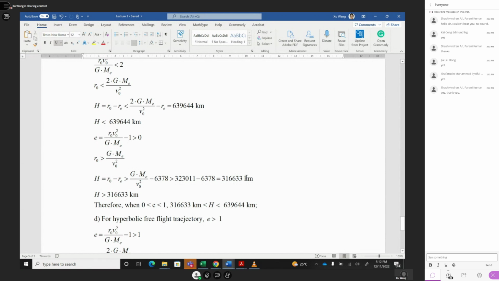Okay, so when E is larger than 0, you have to make sure H should be larger than this one. So for E less than 1 and larger than 0, H should be less than this one and larger than this one. That's your answer for the free flight trajectory, if it's elliptical, and they should be in this range for the height of satellites.